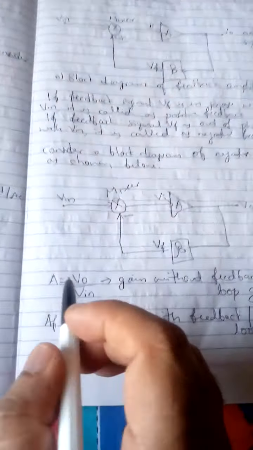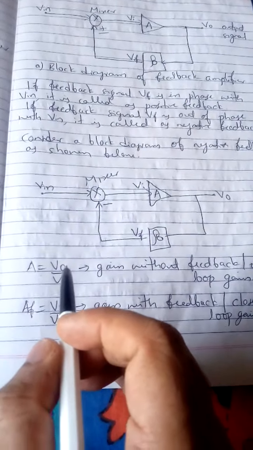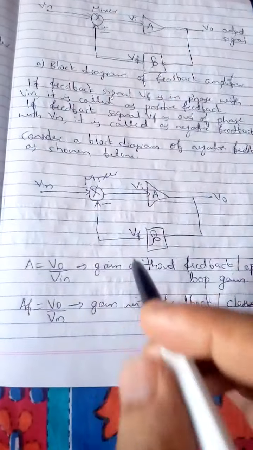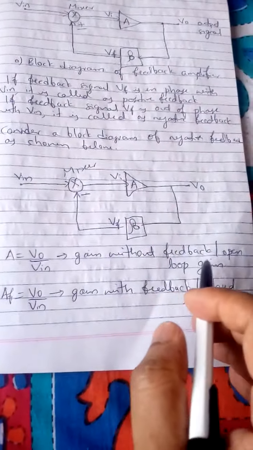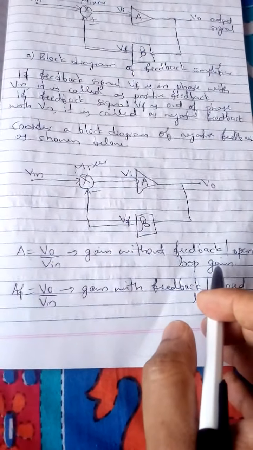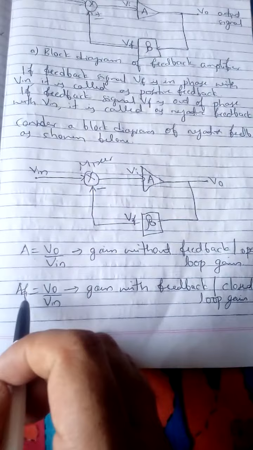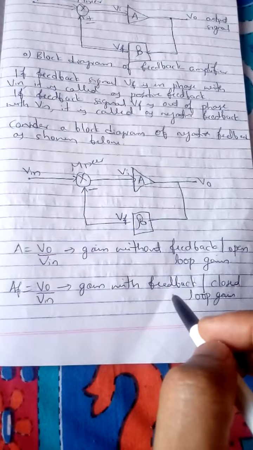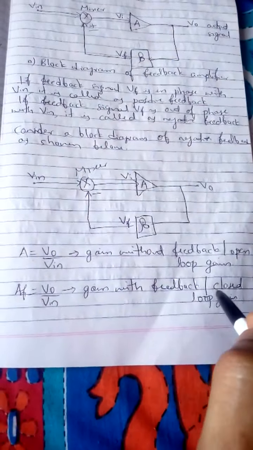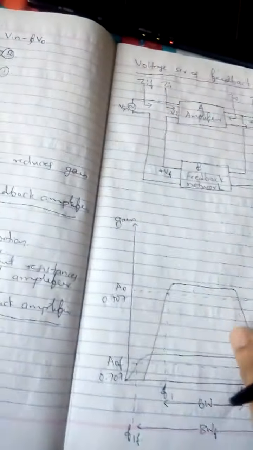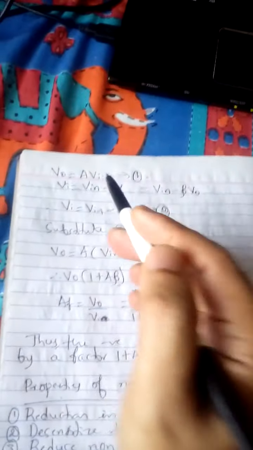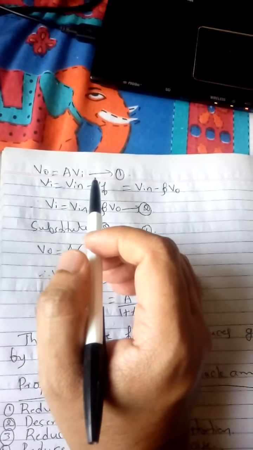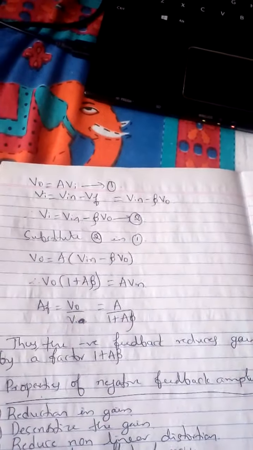So what happens is, gain means it is the ratio of output voltage by input voltage. If I take only A, then it is called gain without feedback, or also we can call it open loop gain. Similarly, if I write AF, this F indicates gain with feedback or closed loop gain. So we know that A equals V naught by Vi, therefore I can write V naught equals A into Vi. I am calling it equation number 1.